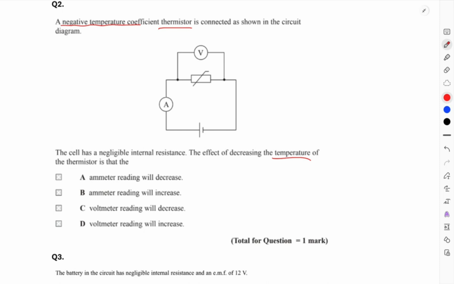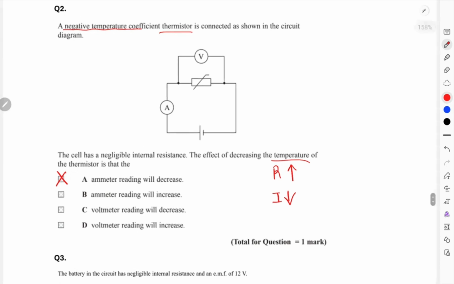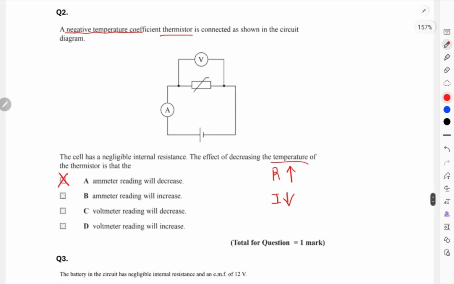At a smaller, oh wait, sorry, at a smaller temperature, there will be higher resistance, so current will decrease, right? Decrease in temperature causes higher resistance, so current decreases. So in that case, option A is the correct answer over here. Other than that, the same explanation holds: the total voltmeter reading will not change.